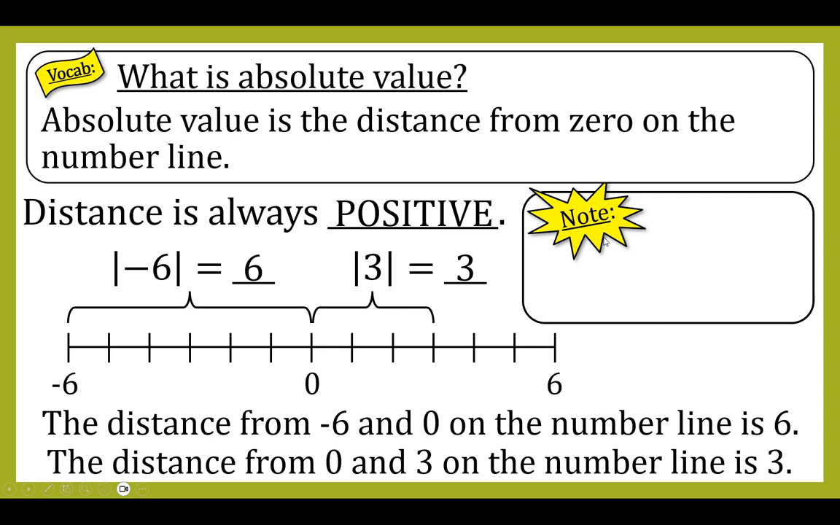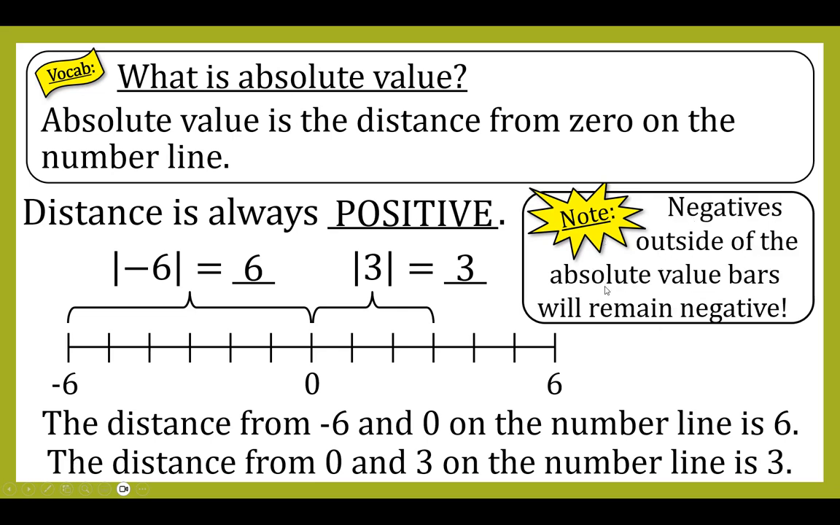Okay, here's a note. Negatives outside of the absolute value bars will remain negative. We will see an example. So what that means is that if I have a negative outside here of the absolute value bars, then my answer will be negative. That does not mean that the distance is negative. It just means my answer is negative. Distance, again, is inside the absolute value bars. So if I have a negative outside, then my answer will be negative.